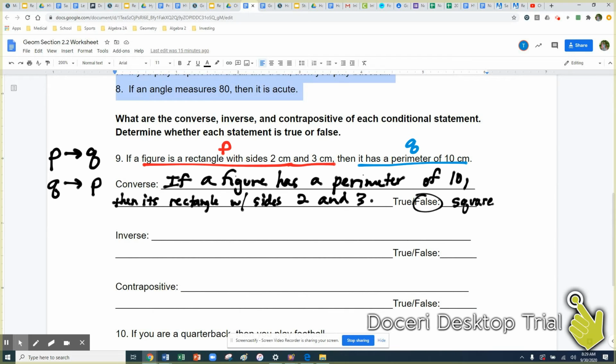How about a square? What would the square sides have to be to add up to 10? 2.5. A square with sides of 2.5. That's going to be my counterexample.